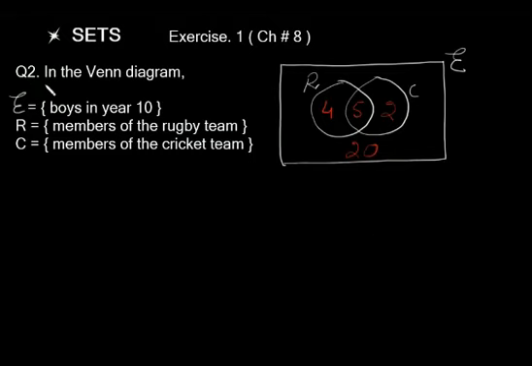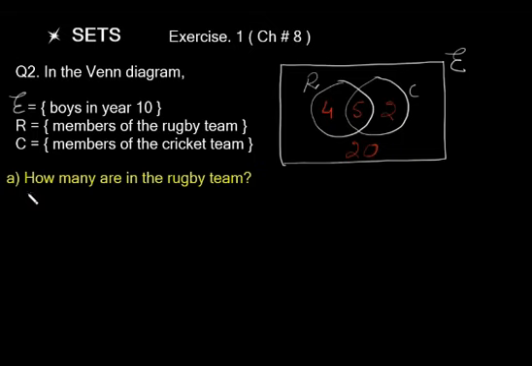So in question number 2, it says in the Venn diagram, epsilon or the universal set, boys in year 10, means that this rectangle represents the universal set, and these are the boys in year 10 altogether. And then set R, member of the rugby team, means this circle R is representing the boys in the rugby team. And C equals members of the cricket team, means this circle is representing the boys in the cricket team. It means that these 4 are only playing rugby, these 5 playing rugby as well as cricket, and these 2 playing cricket only, and these 20 are playing neither rugby nor cricket.